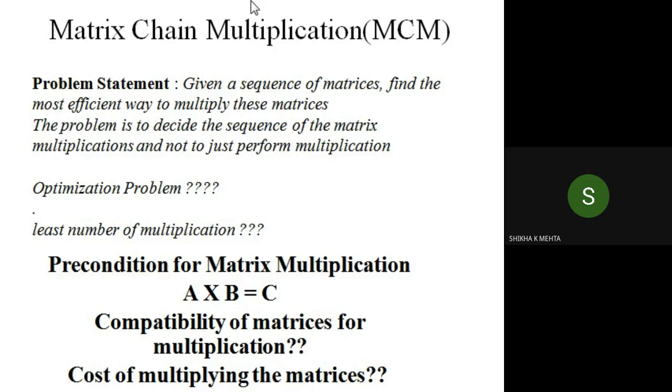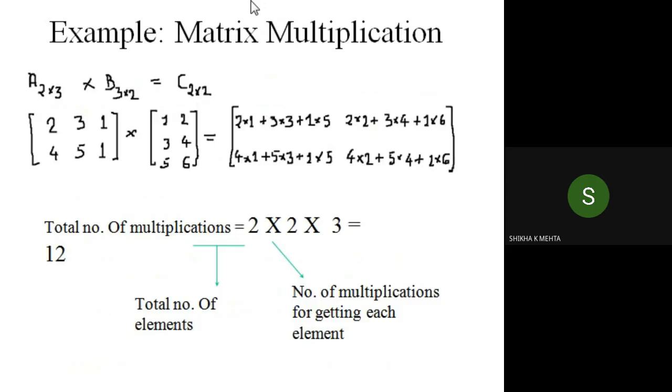So you can say this is an optimization problem, because our objective is to minimize the cost of multiplication. So how can we minimize the cost of multiplication? Can we do it by performing the least number of multiplications? First of all, we should understand how many multiplications are required.